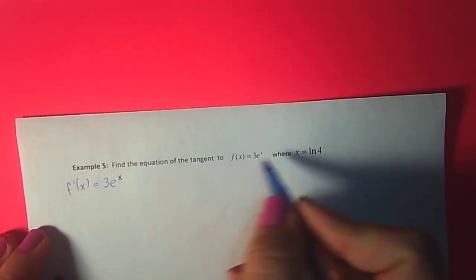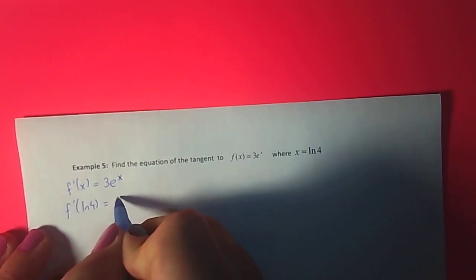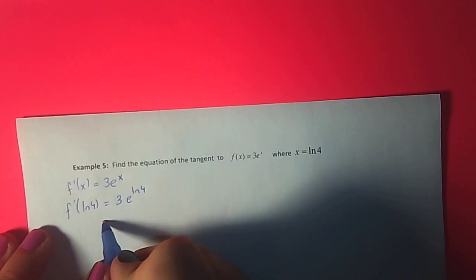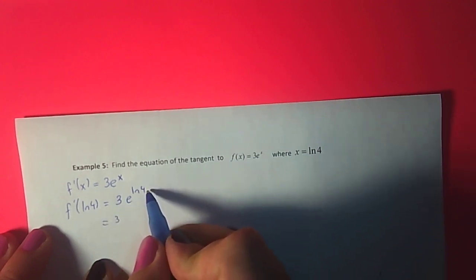Now we need the slope at ln 4. So we substitute ln 4 in this equation. Okay. So using the shortcut, we know that e to the power of ln 4 is 4.